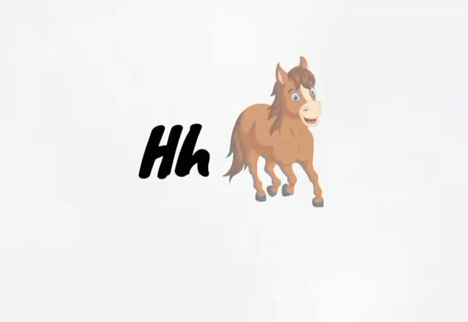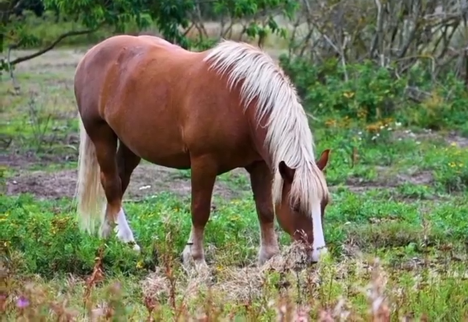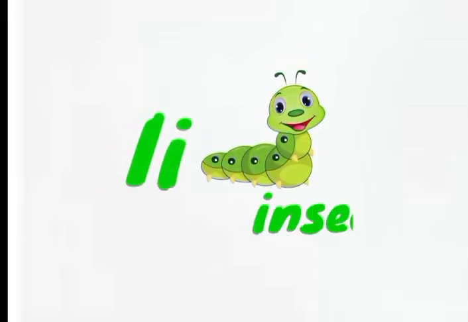The next letter is H. H is for horse. The next letter is I. I is for insects.